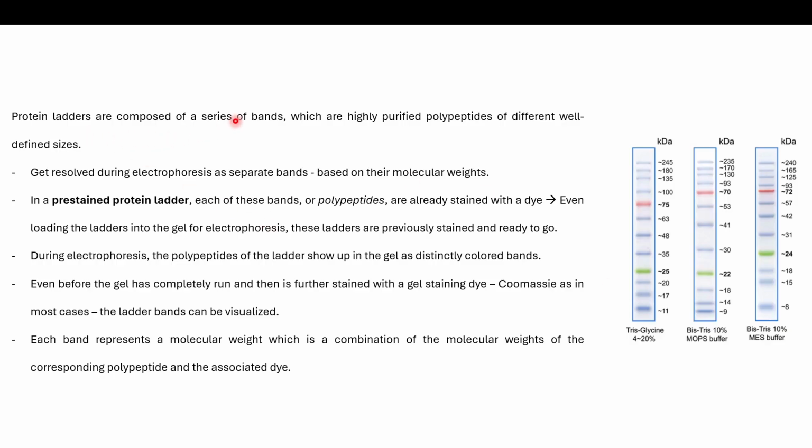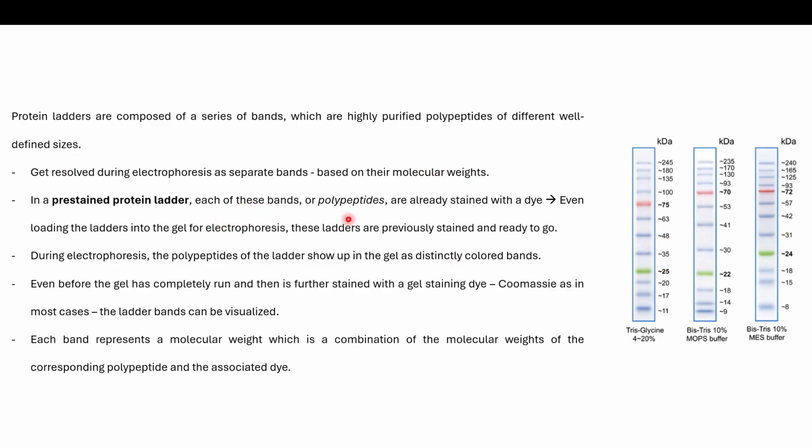Now, there are protein ladders, which are composed of a series of bands that are highly purified polypeptides of different well defined sizes. These protein ladders get resolved during electrophoresis as separate bands based on their molecular weights, as in a pre-stained protein ladder, which is shown here.